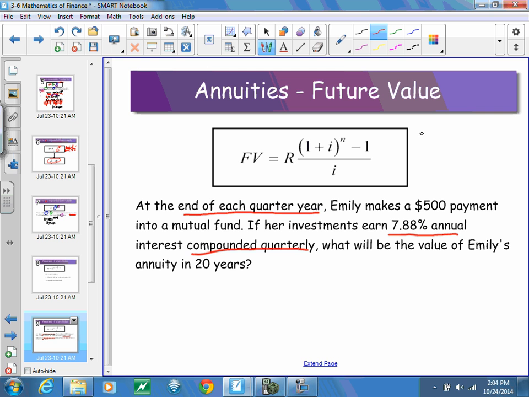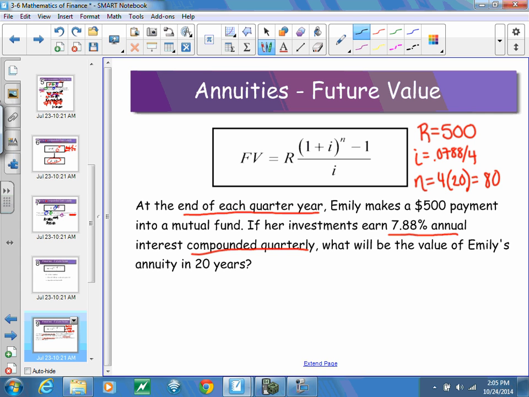It's telling us how much money she's starting with, so we're starting with the $500. For the value of I, we're going to take that 0.0788, and because it's being compounded quarterly, I have to divide it by 4. And then how many payments she's actually going to make over 20 years. Since she's making a payment every quarter, she's making 4 payments a year for 20 years, which tells us we're going to be making 80 payments over the period of 20 years.